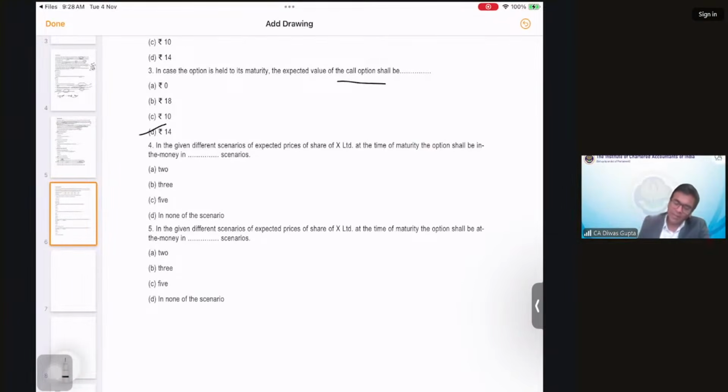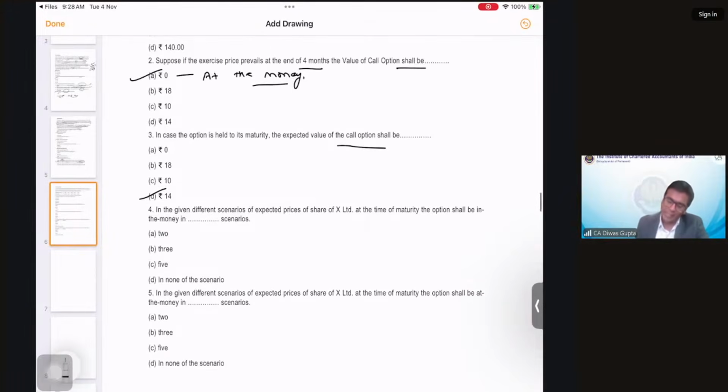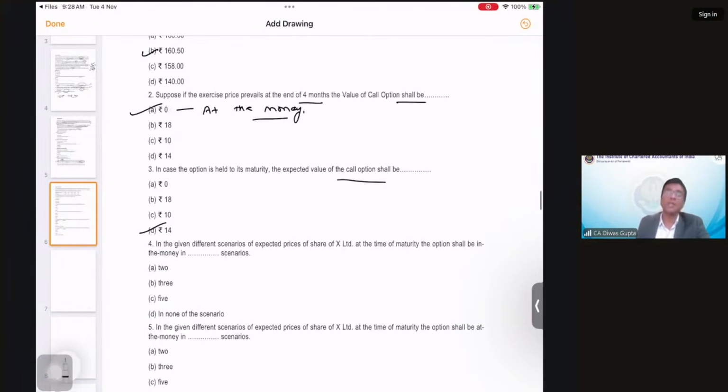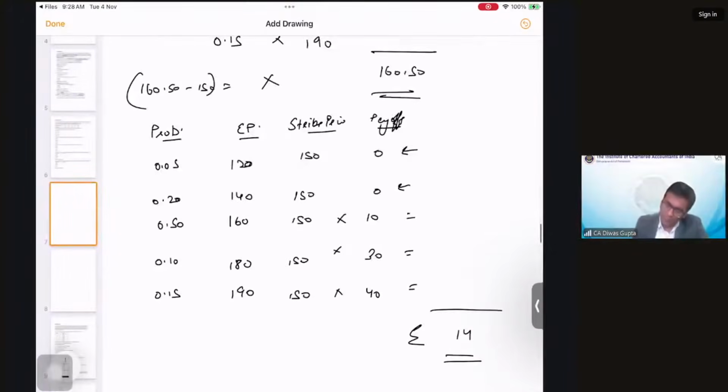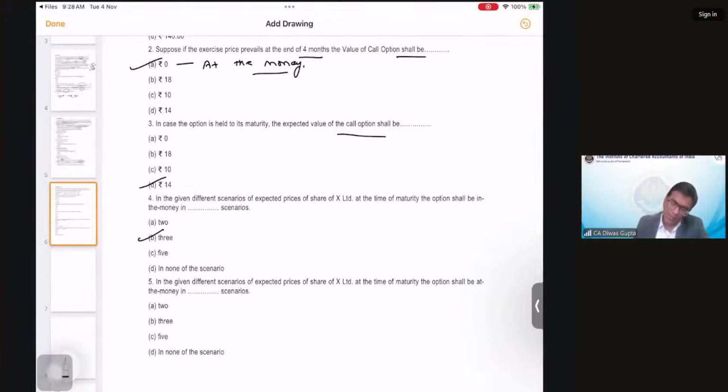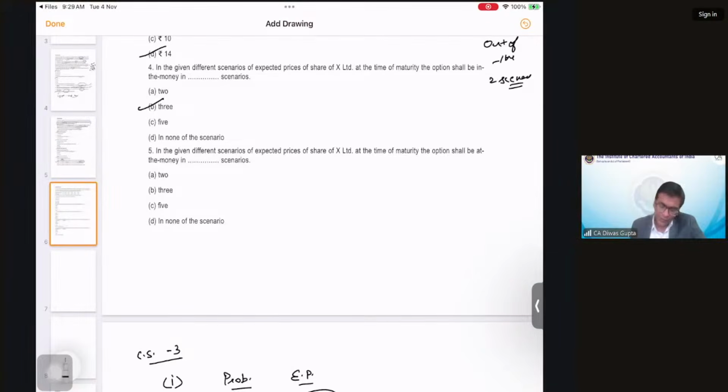Okay. Now the next part: in the given different scenarios of expected prices of shares of X Limited at the time of maturity, the option shall be in the money in dash scenarios. In how many scenarios will it be in the money? We just now have seen 1, 2, and 3. So in 3 scenarios, it will be in the money. So that means B is the correct option. Clear? Had this question asked you out of the money, then it would have been 2 scenarios, students. Okay? Then fifth part.